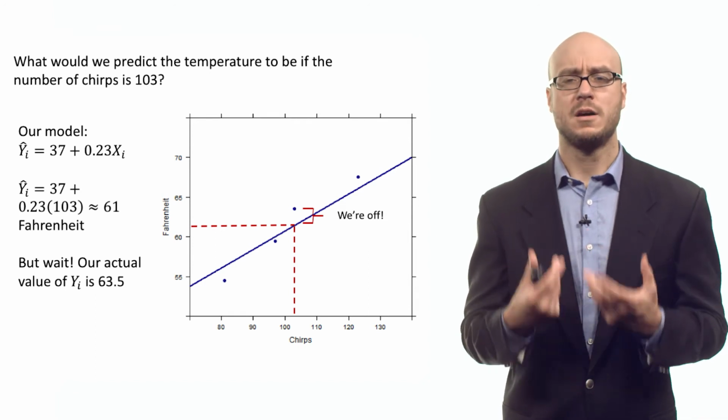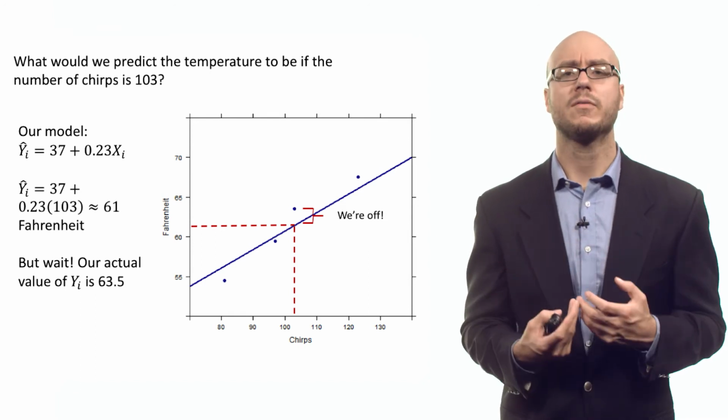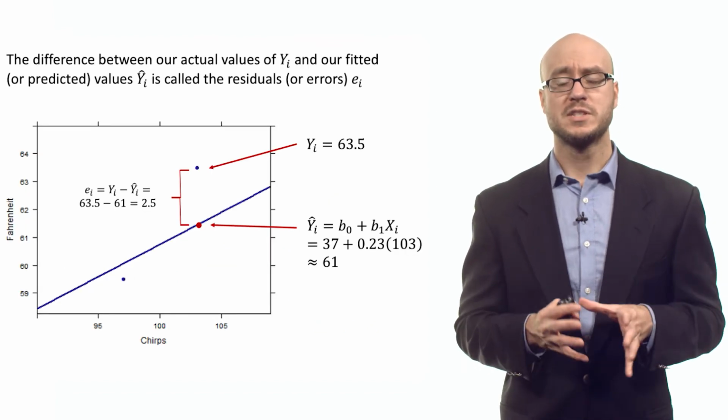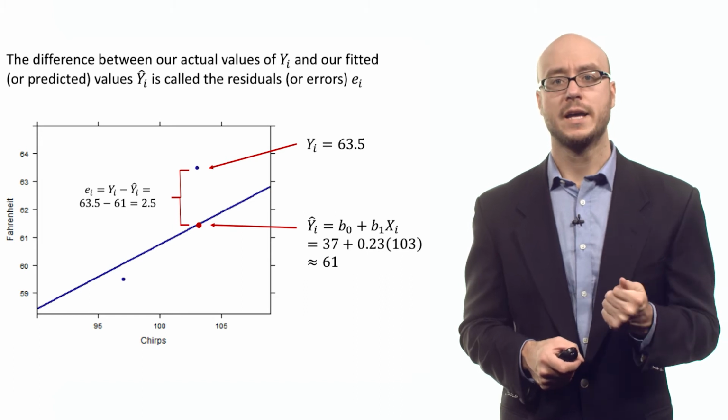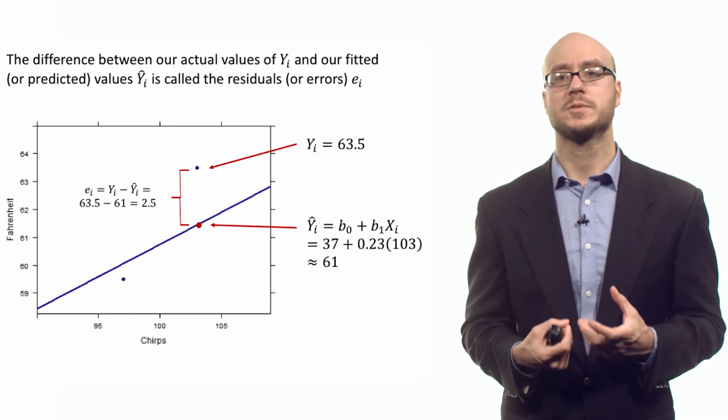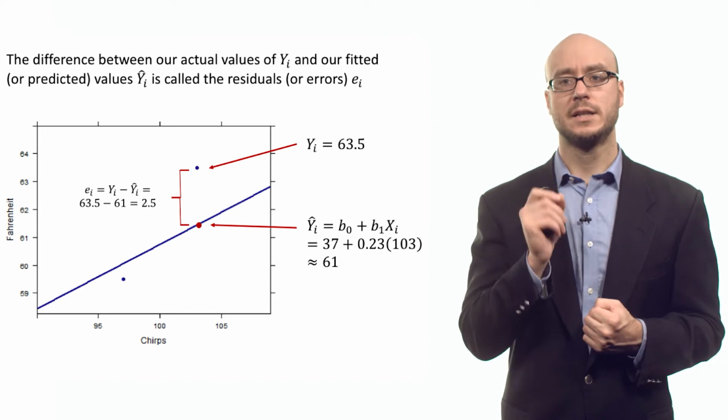Is there a way we can talk about being slightly off in terms of prediction? Well, there is. The difference between the raw values of y and our fitted or predicted values, our y-hats, are called residuals or errors. We label these little e.